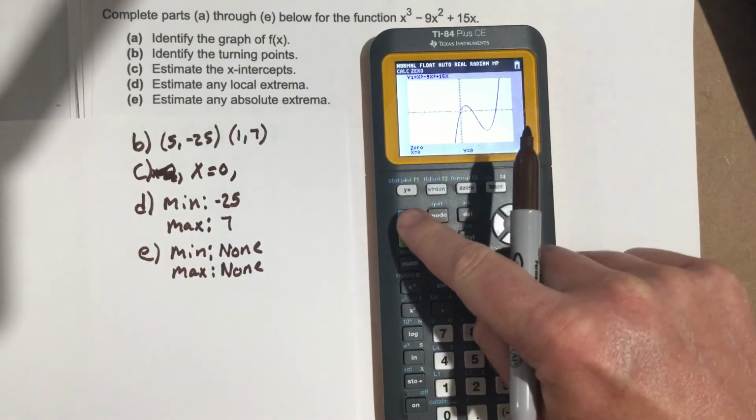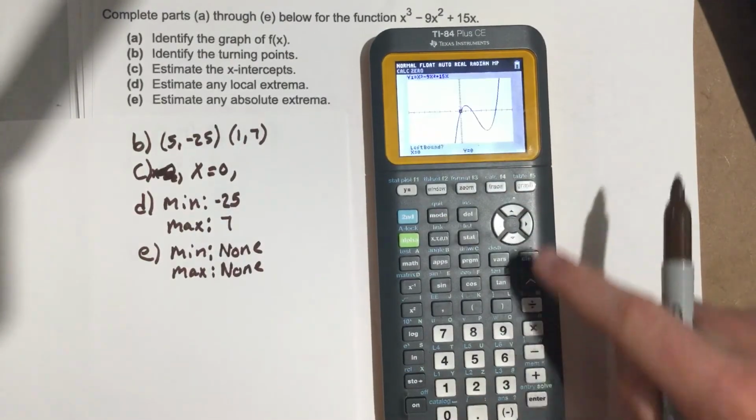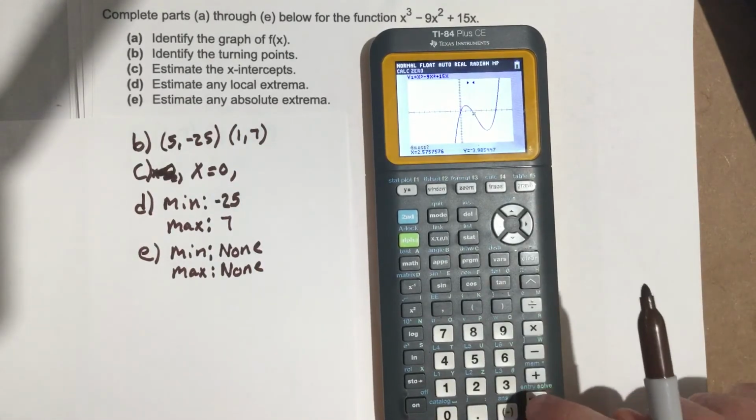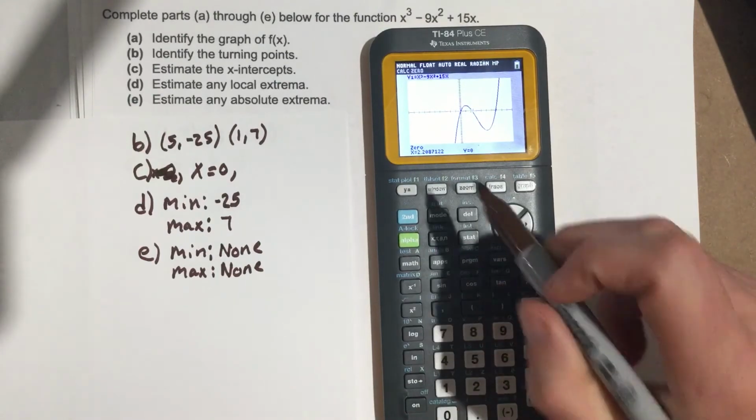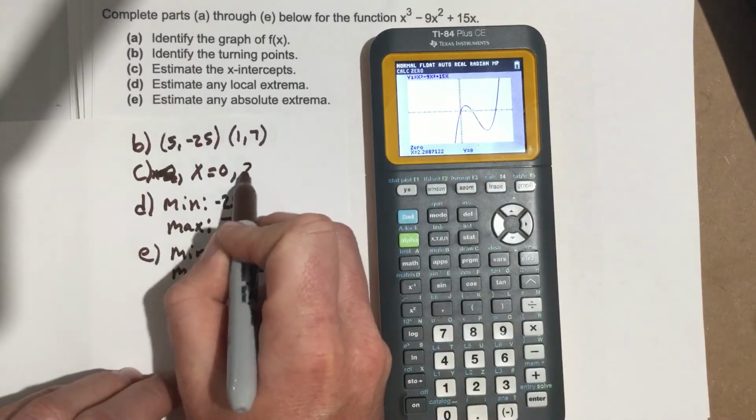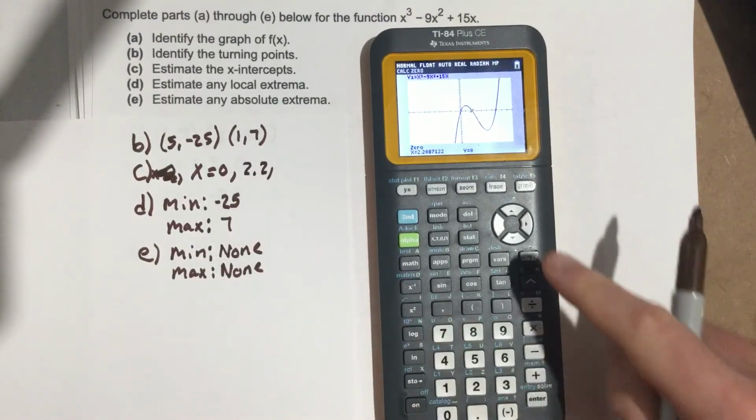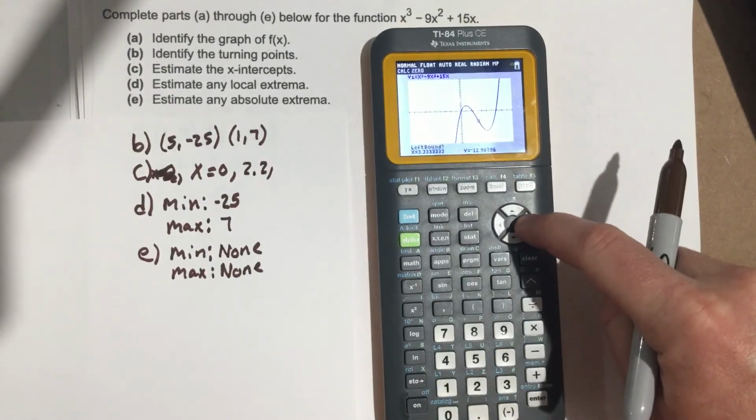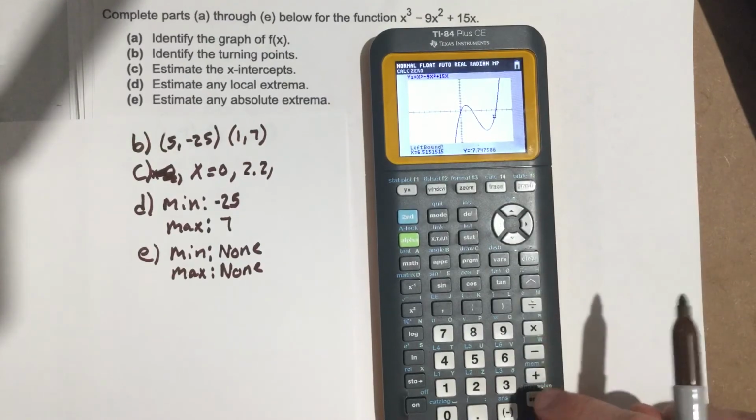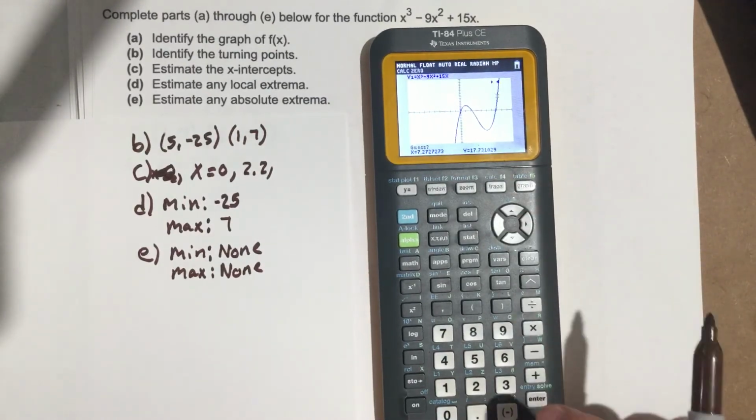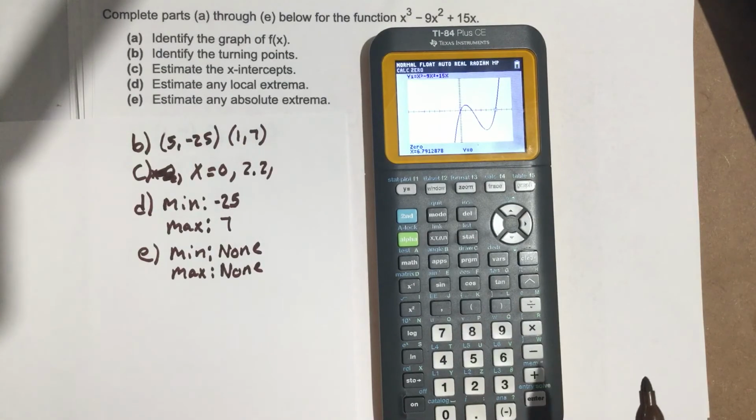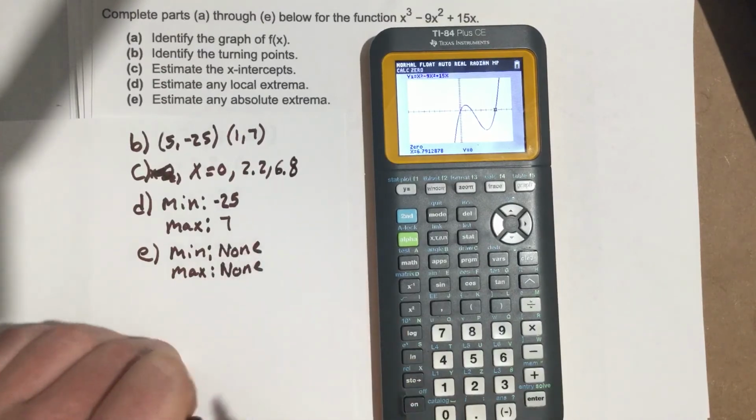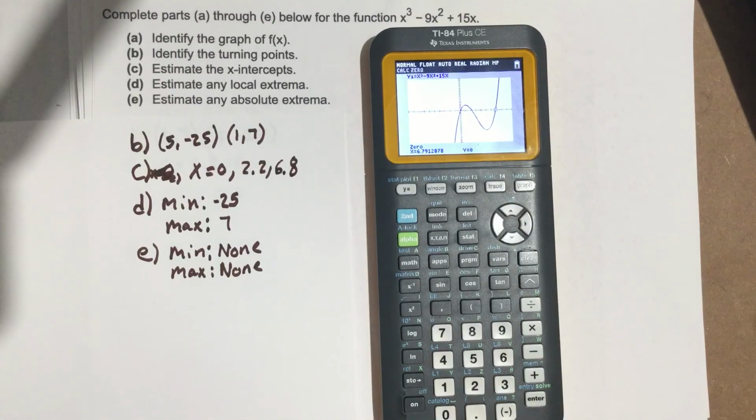I've got another one, let's go second, calc. I've got another one that is about right here. Let's guess it. It's x equals 2.2. And then finally, the last one, it's all the way over here. Left bound, right bound, guess that one. That's at 6.8. And now I have all the zeros of the function. I've looked at the turning points and found the extrema.